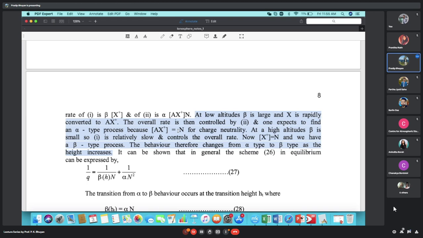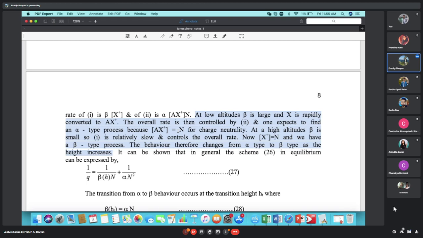There, X plus is equal to n. At lower heights, AX plus is equal to n, whereas at higher heights or higher altitudes, X plus is equal to n. Number of ions is equal to number of neutrons. That is what we considered when we talked about alpha Chapman.